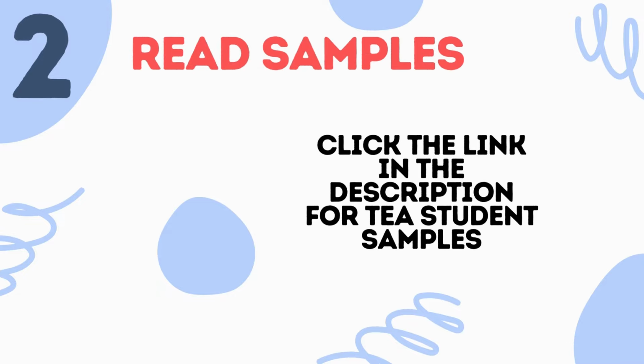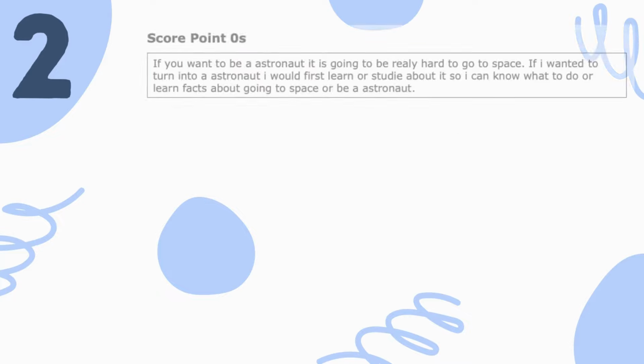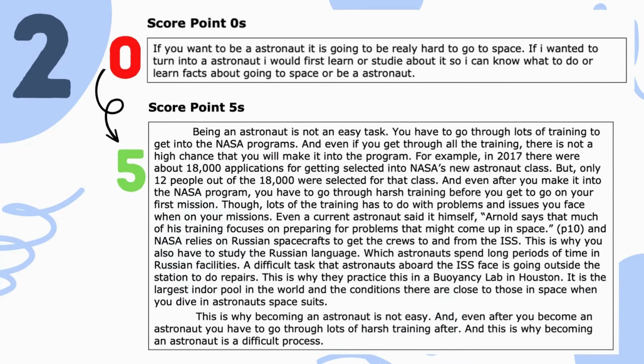The second tip is to read samples. So I put a link in the description to TEA student samples that they released, and these are very educational and helpful in getting a good idea of what's being looked for. So for example, one of the samples is about this prompt: explain how the author develops the idea in the article that it is not easy to become a NASA astronaut. And here's an example of what a 0 looks like versus what a 5 looks like.